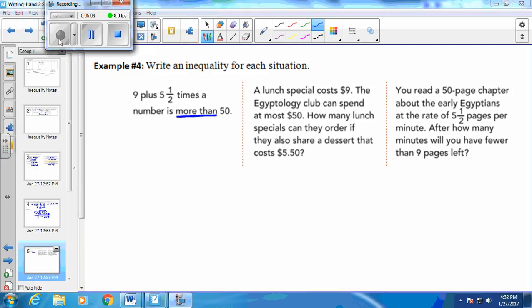Okay, so again, "more than" is stating that we are going to use a greater than symbol. So 9 plus 5.5 times a number is more than 50.